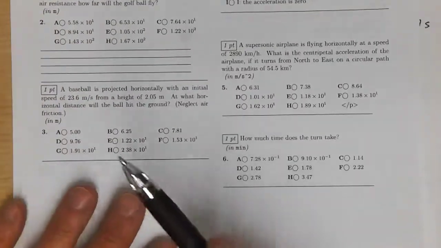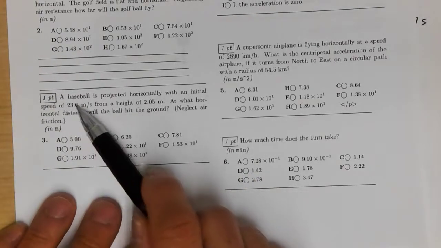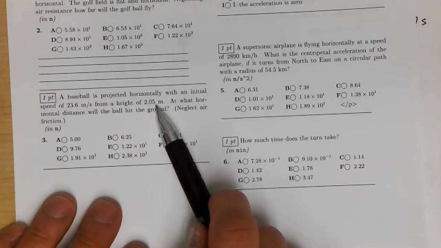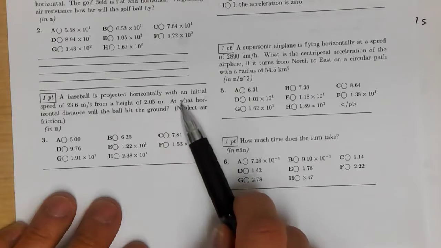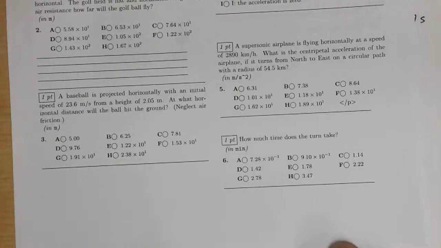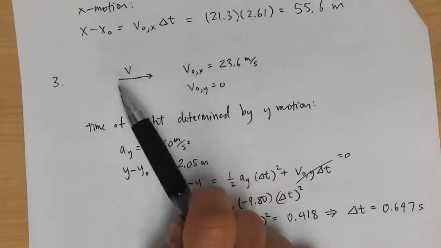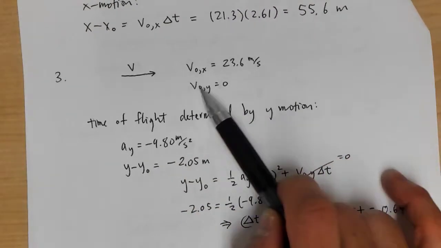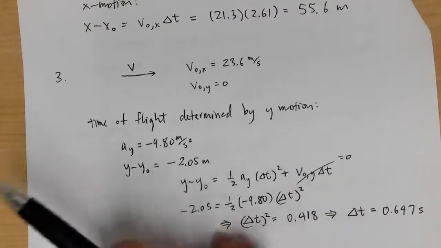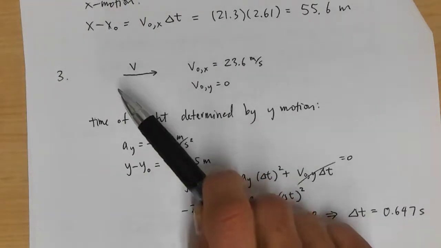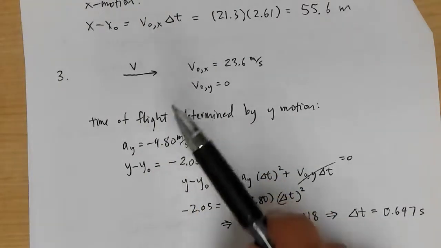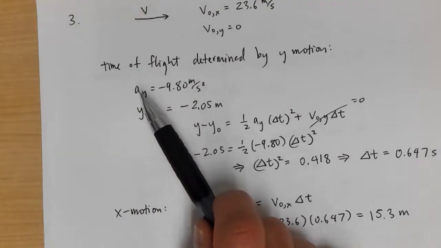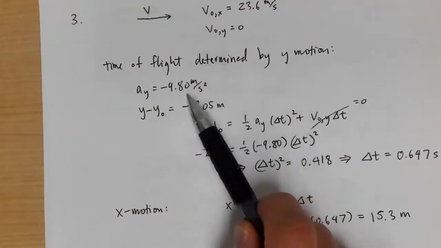Number 3, a baseball is projected horizontally with an initial speed of 23.6 meters per second from a height of 2.05 meters. At what horizontal distance will the ball hit the ground? Okay, so the initial velocity is in the x direction. v0x is 23.6, v0y is 0. And again, the time is determined by the y motion. It just falls a distance of 2.05 meters. ay is negative 9.8 meters per second squared.